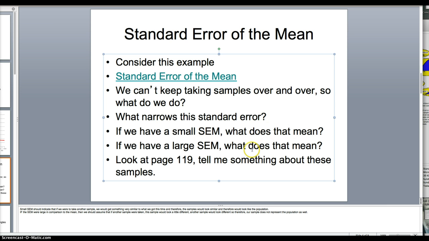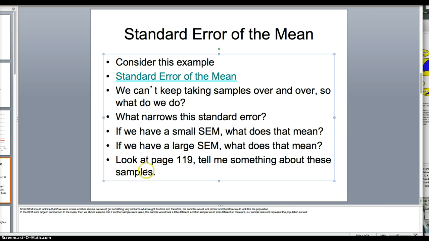Now, we're not actually going to sample over and over and over. We just do it once. But statistically, there's a way to calculate how far we're missing it by. If we have a very large standard error of the mean, that means we've not done a good job sampling, and there's a lot of difference between what our sample is and what our population is.